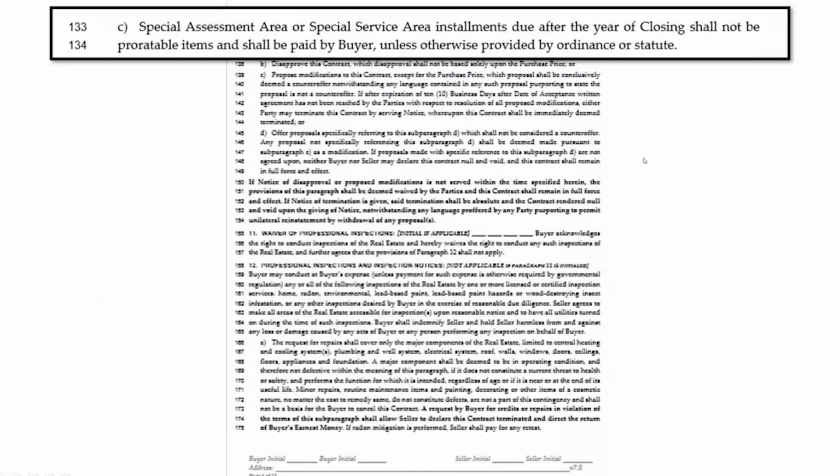The last part of that, which goes on to the next page, speaks to any special assessment area or special service area due after the year of closing. Those are not proratable items. They're going to be paid by the buyer, unless somehow the ordinance or statute says they should be paid. Special assessment areas or special service areas are not the same as a special assessment put onto the property by a homeowners association. A special assessment area, usually called an SSA, is a special tax put onto the property over and above the real estate taxes that flow with the property, no matter who owns it.